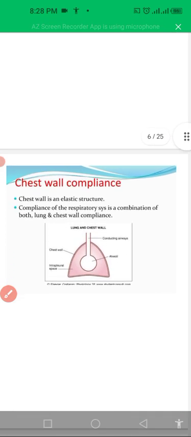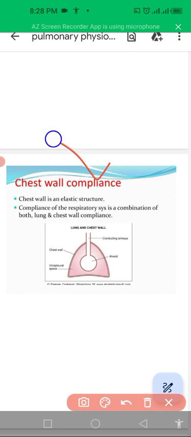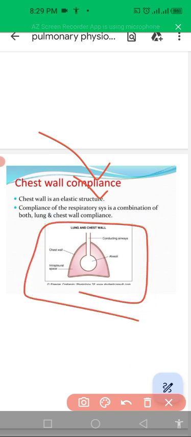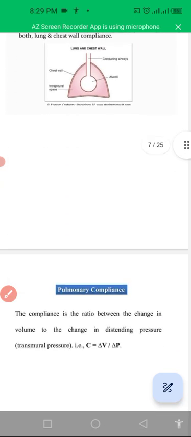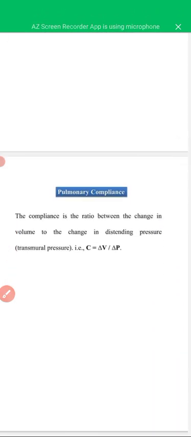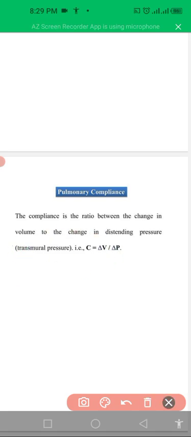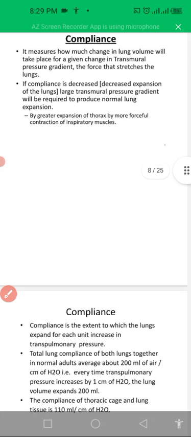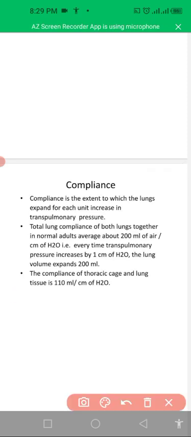How does compliance contribute to respiration? It helps in chest wall movement. When the chest wall moves, it results in compliance. There are elastic structures like the diaphragm, external intercostal muscles, and cartilages that contribute to this compliance movement. Alveoli also have compliance due to surfactant. So pulmonary compliance is the ratio between the change in volume and the change in distending pressure, known as transmural pressure. Compliance is the extent to which the lung is going to expand with a change in transpulmonary pressure.